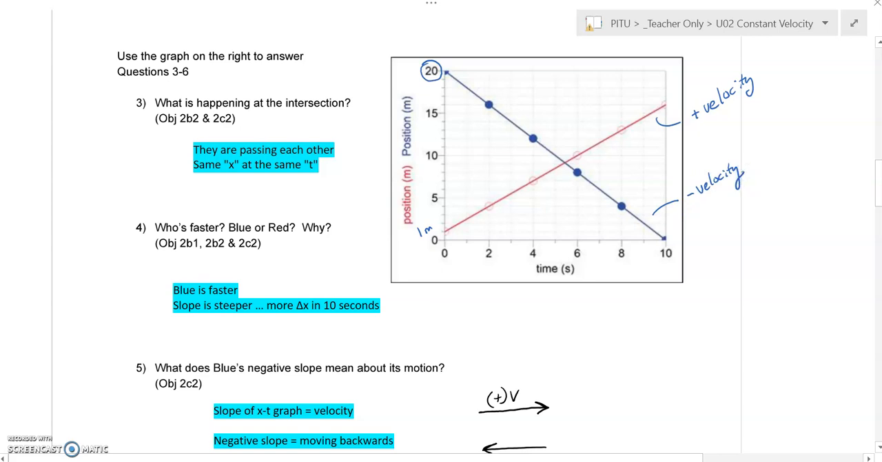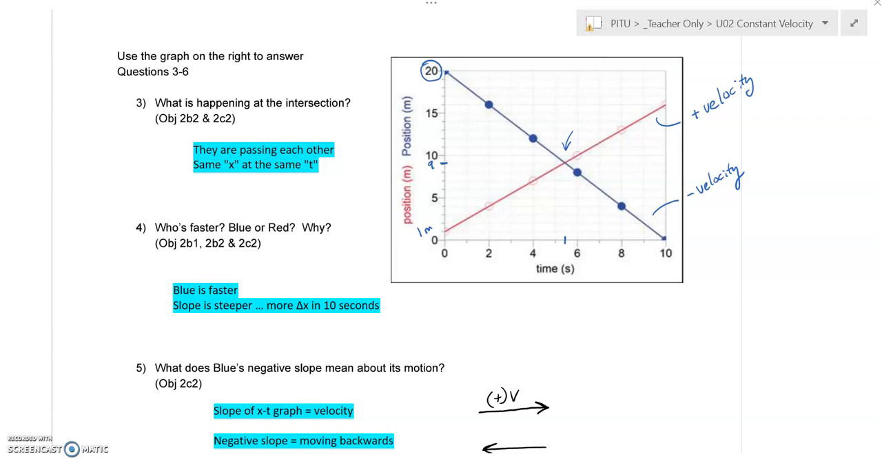Okay, so what's happening where they cross? What's going on right here? Well, if you consider that this is the position at a given time, then it looks like at about 5.5 seconds, these two objects have the same position, about 9 meters away. What does that mean? If they're in the same place at the same time? Well, if they were on a train track, they would have collided with each other. But we're not going to say they're doing that. They're just basically passing each other. They have the same position at the same time.